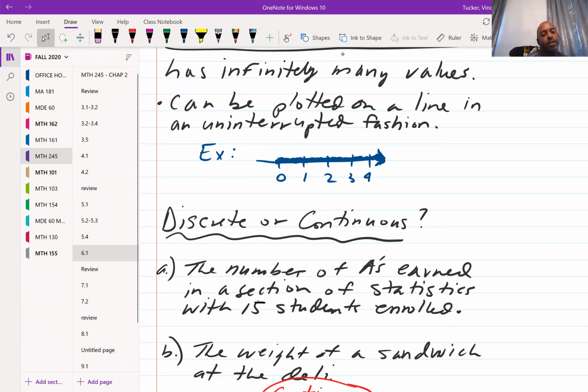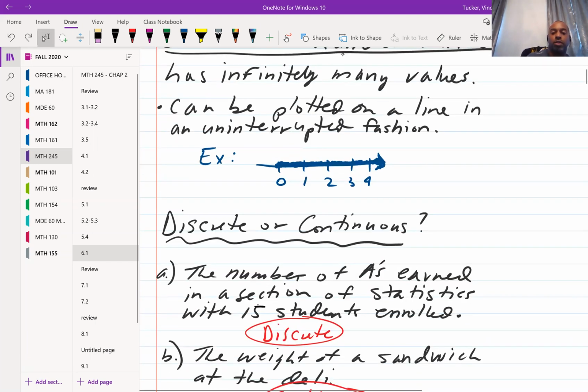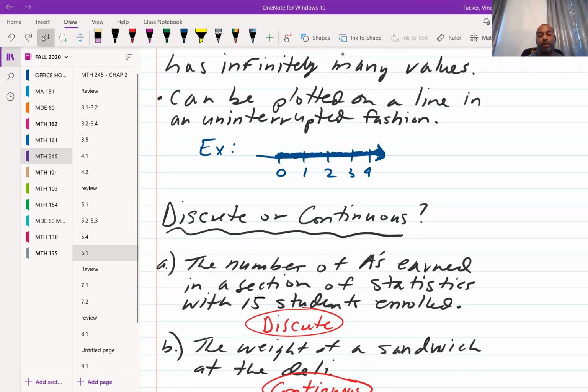The number of A's earned in a section of statistics with 15 students enrolled. This one has a solid number, so that would be considered discrete. If 5 people earned an A, then 5 people earned an A, and there's no deviating from that. If you can look at a number and say that it is what it is and there's no other flexibility on it, then that number is considered discrete. If it's a finite number, if it can be counted, and that's the only answer for it, then it's considered discrete.